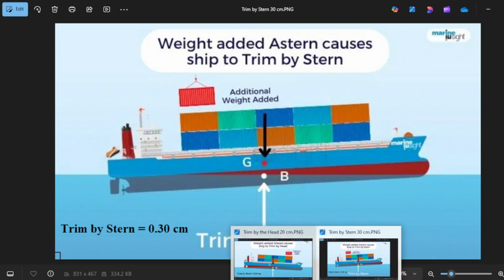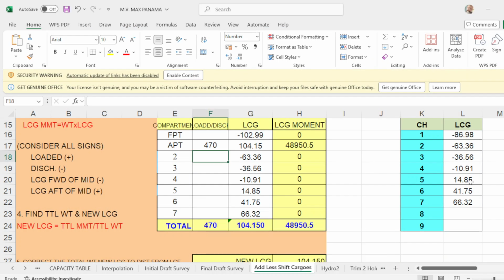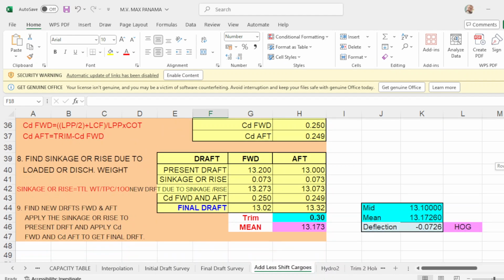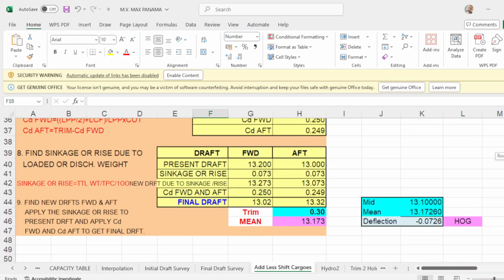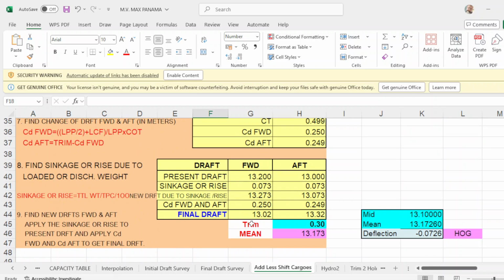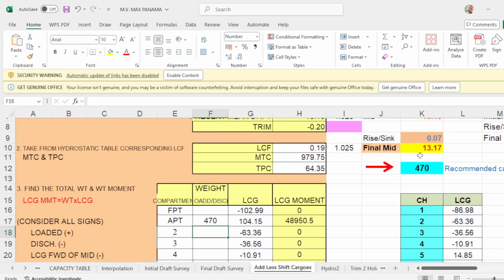Okay, that is what the problem is saying. So when you put 470, your drop forward will be 13.02, aft will be 13.32. Deduct this one, your trim will be 30 centimeters and your main is 13.17 and your deflection is 0. Take note of the main drop 13.17 and your main drop here is 13.17.